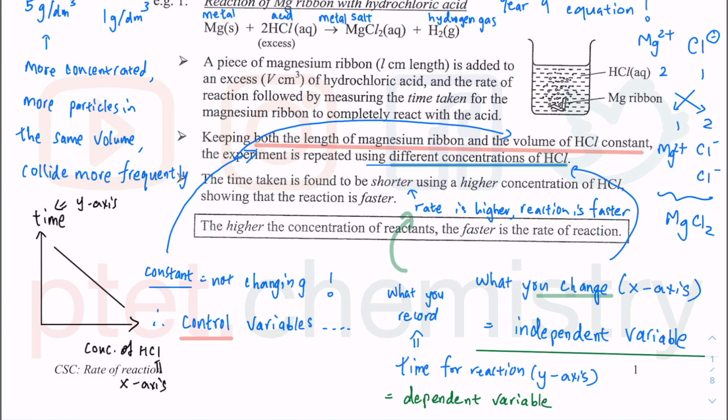The x-axis is your horizontal axis. The y-axis is your vertical axis. The x-axis is what you call the independent variable. Independent variable is what you change. And then on the y-axis is what you measure. That is called the dependent variable.